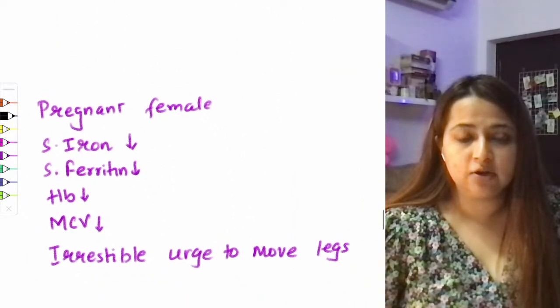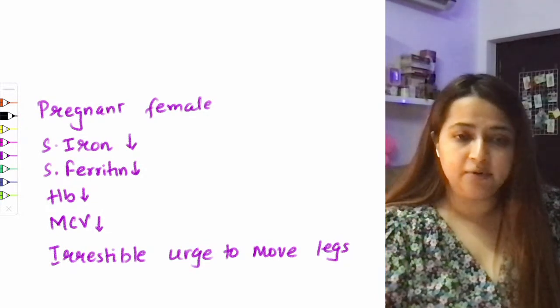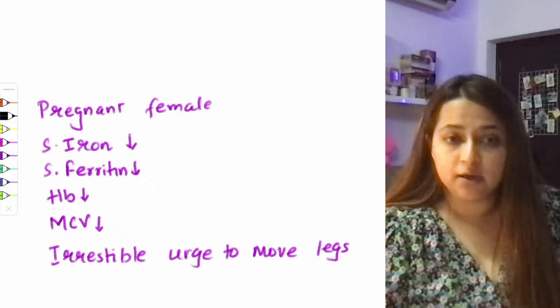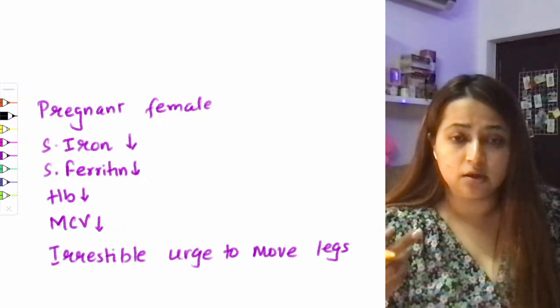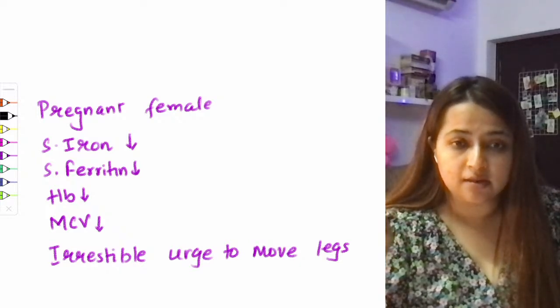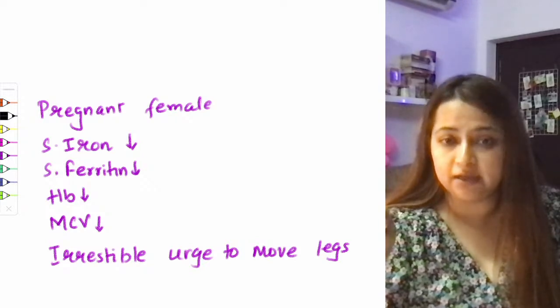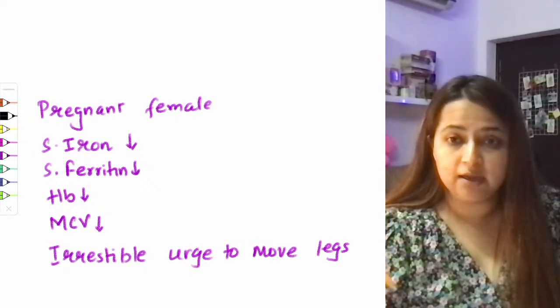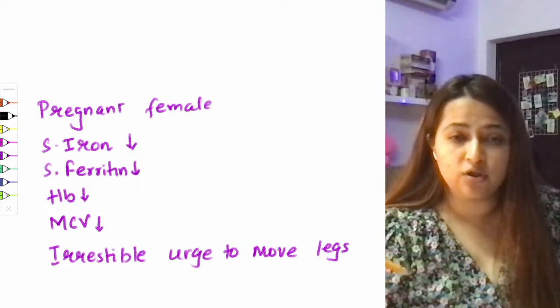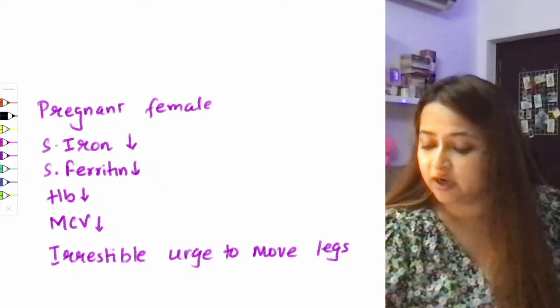So look at the clinical scenario. Pregnant female coming to the OPD, she's having pallor actually, so you get the lab testing done. The serum iron levels are less, ferritin is less, hemoglobin is less, MCV is less, and she's having an irresistible urge to move her legs. She says, doctor, whenever I lie down, especially before sleeping, and throughout the day also, she's having urges to move her legs.